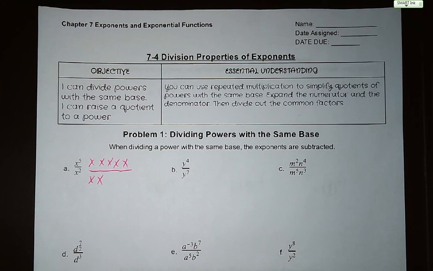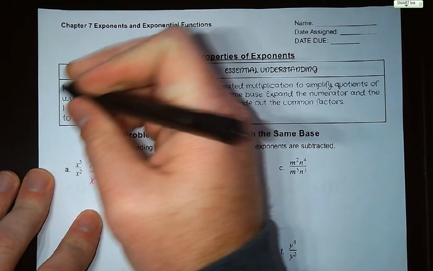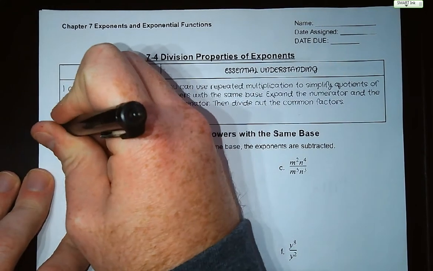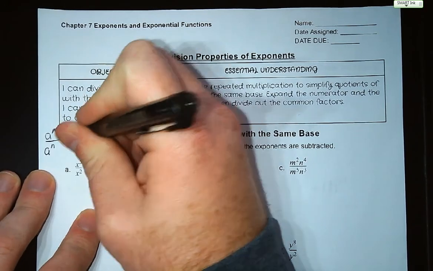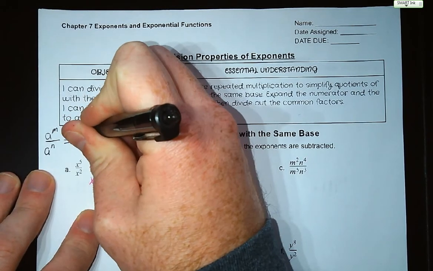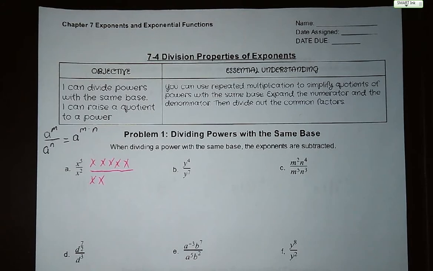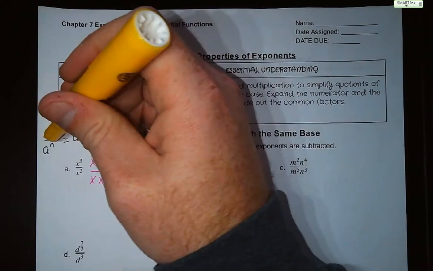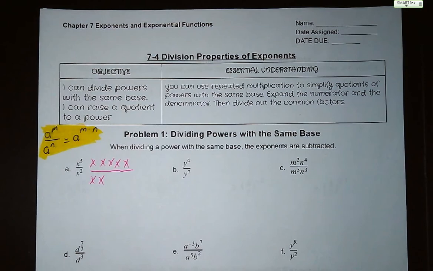So there is a rule that we can add in here. Our subtraction rule. So we have a to the m over a to the n is going to be equal to a to the m minus n. All right, so if we highlight that, that is one of our rules. And there we go. All right, so that is our division rule.